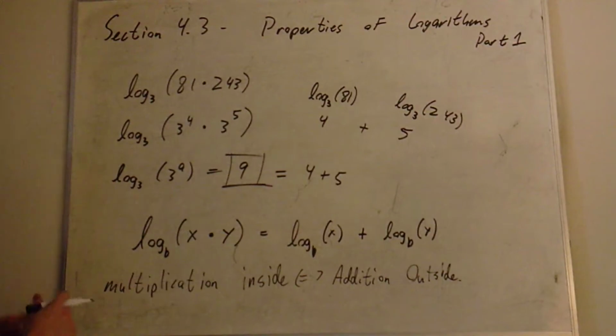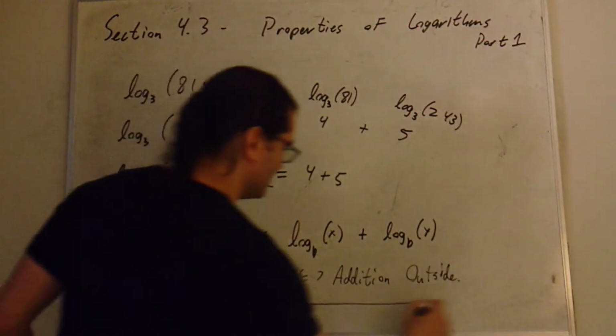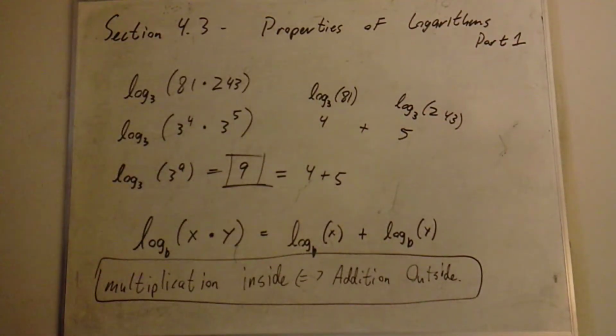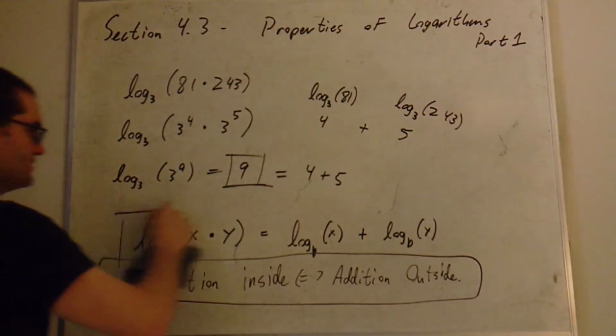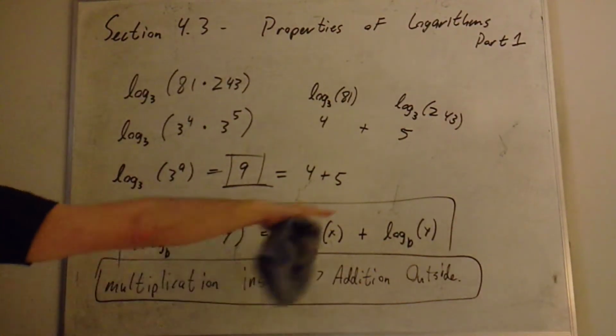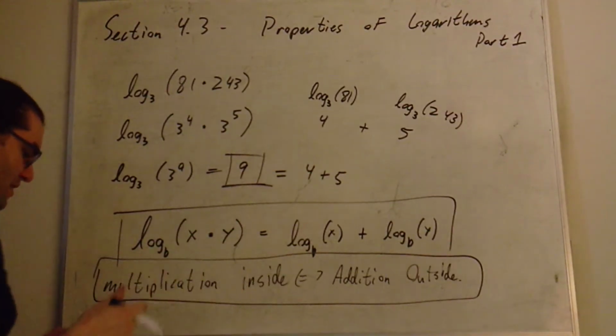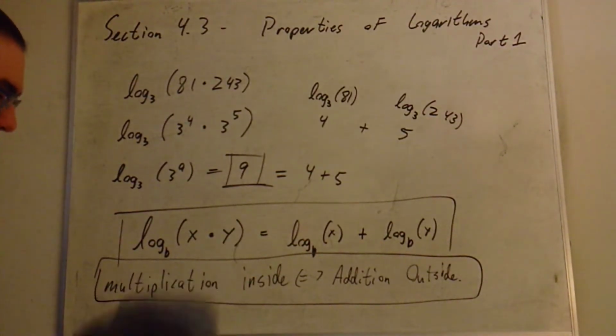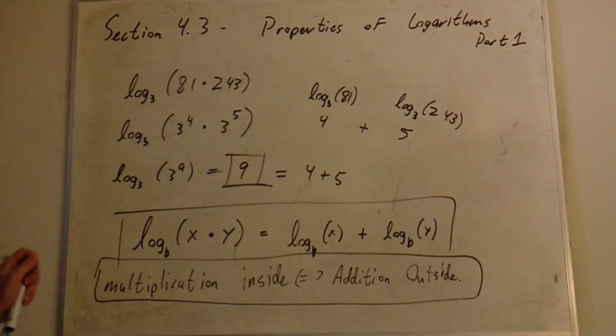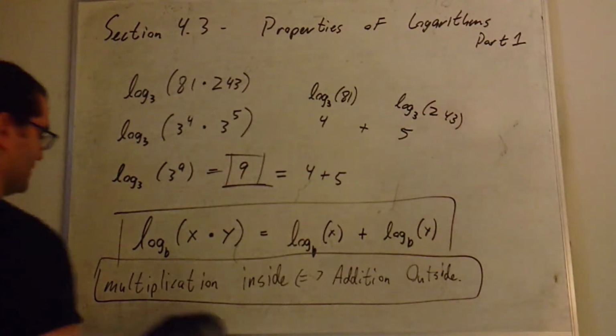So, this is our first property of logs. I guess I should highlight both of these things. This is the symbolic version, this is the words version. They are both the first property of logs, and they are very important, but now I'm erasing it so I can talk about the second one.